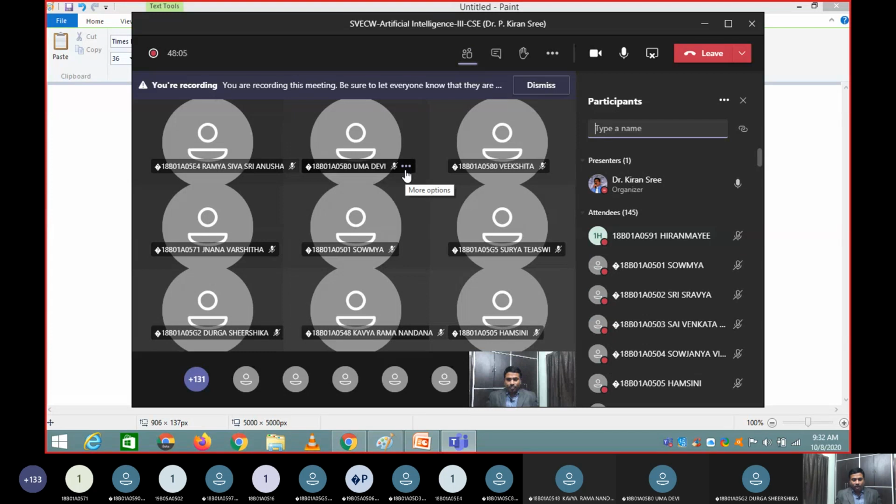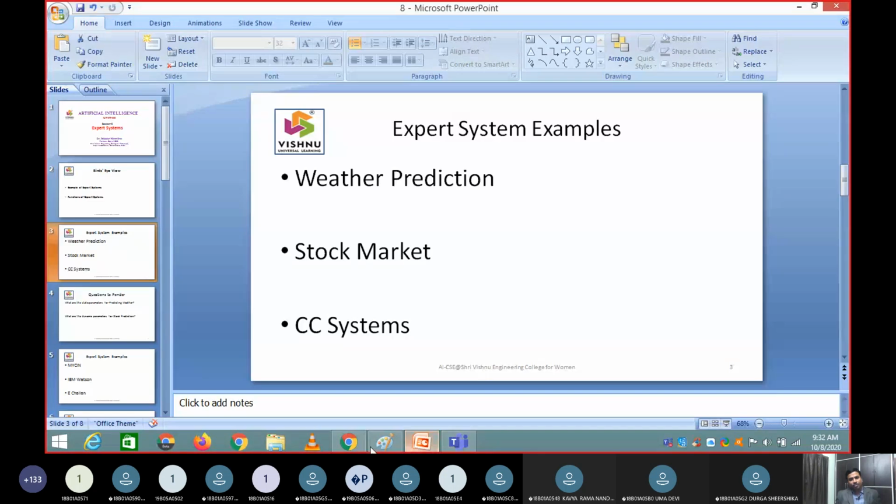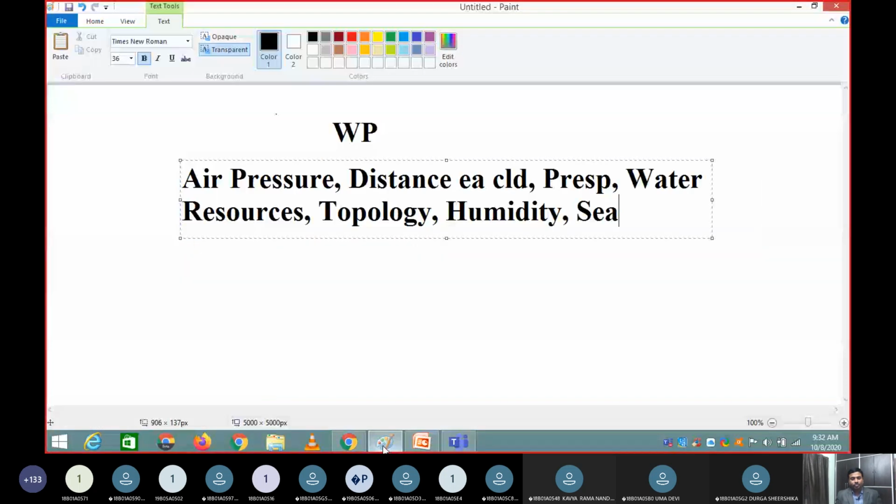Is it better to have more dynamic parameters or fewer dynamic parameters for an accurate weather prediction system? See, if the number of dynamic parameters increases, obviously the system's usability will also increase. If you consider only one or two dynamic parameters, the weather prediction may not be accurate, because weather prediction depends upon various other aspects.